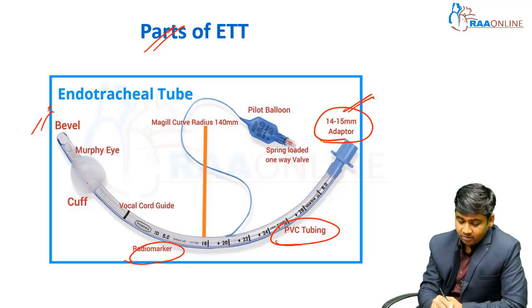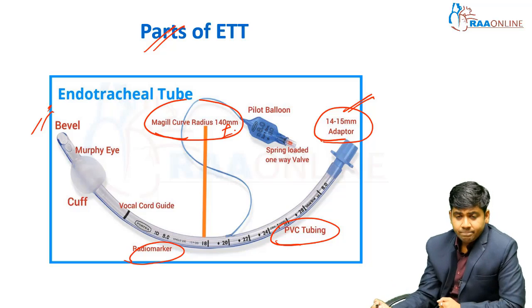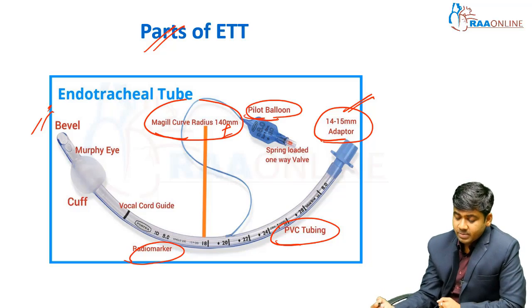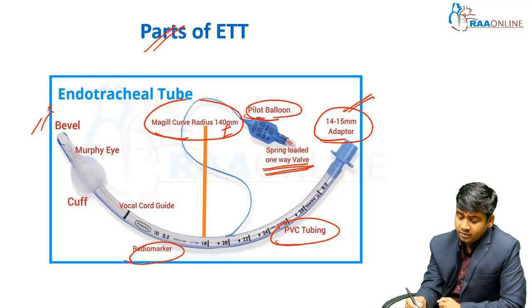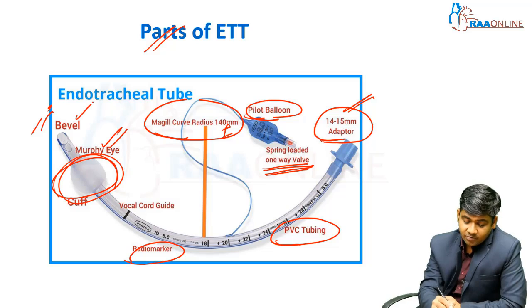There is a radio-opaque marker line from the proximal end to the distal end of the tube. The tube has a specific curve that is known as the Magill curve, around 140 millimeter plus minus. We have a pilot balloon here. This pilot balloon has a spring-loaded one-way valve from which we can give air to increase the volume of the cuff. Here there is an additional opening besides the bevel end opening at the distal end. We have another opening, that is a Murphy's eye. That is the additional opening, and we have a cuff.